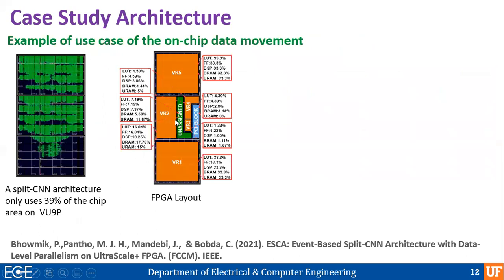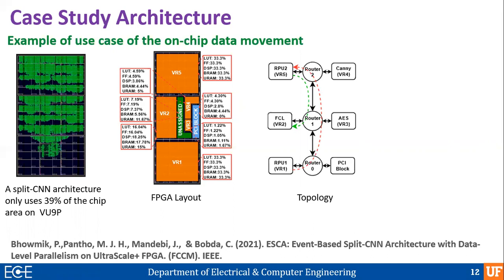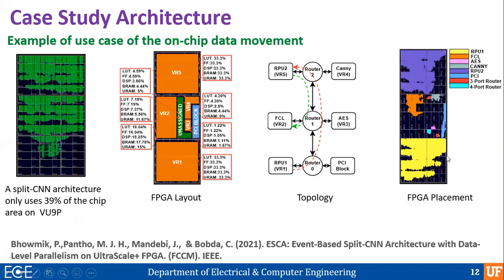The unassigned region will be used by the interconnect. The PCI block is also already reserved for PCI communication. Now, the split CNN architecture has 3 major components: RPU1, regional processing unit 1, RPU2, and the fully connected layer. So this is the topology that we have. It would have been better to have RPU1 directly close to RPU2. However, the resources that are available on VR2 are not sufficient to host either RPU1 or RPU2. So we end up with this placement. We have RPU1 on SLR0, RPU2 on SLR1, and we have the fully connected layer, or FCL, in VR2 here.